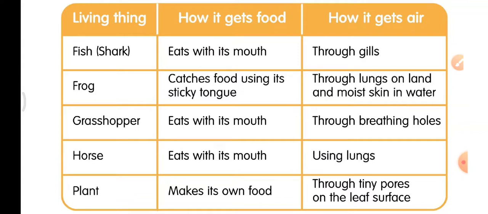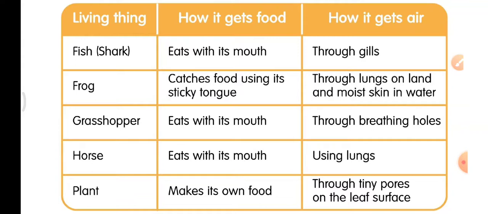So how does the frog get air? The frog gets the air that it needs through lungs on land. When the frog is on the land, it uses its lungs to get the air, and when it is in the water, it uses its moist skin.